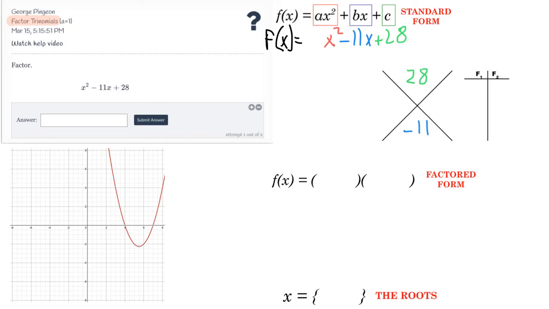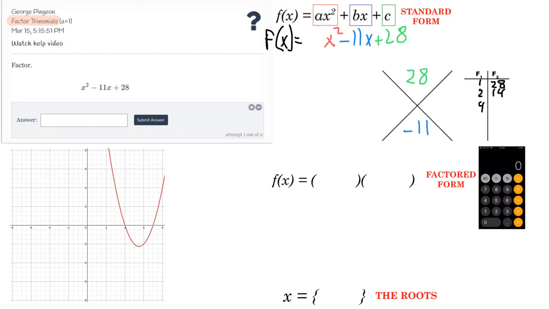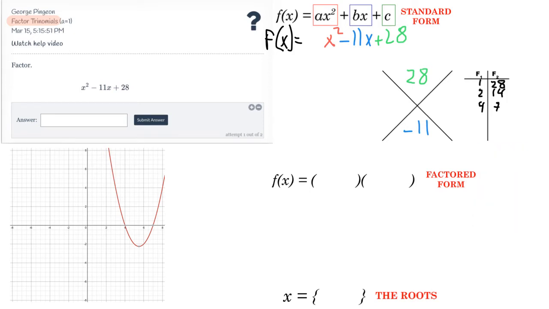So what are 2 numbers that multiply to the value on top, 28, and add to the value on the bottom, negative 11? So let's make our list of factors. We got 1 and 28, 2 and 14, 3, nope, doesn't work, 4. If you don't know these multiplications, you can just take your calculator and do 28 divided by 4 is 7. 5, no. 6, no. Yeah, that's it.